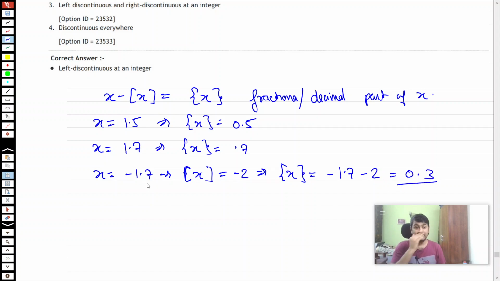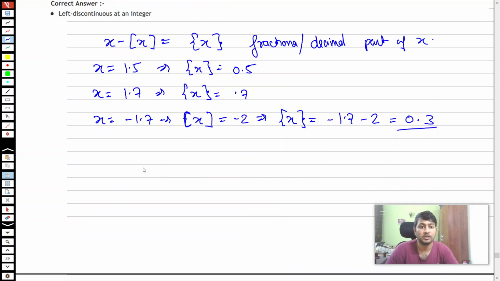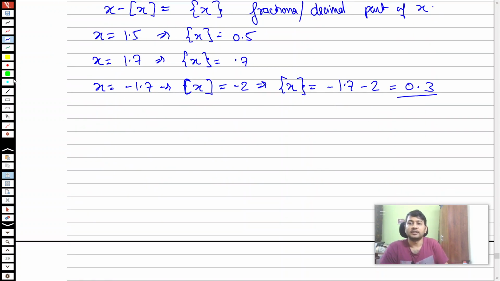So for the negative part, it is the thing that you have to add to make it an integer. It is not the visible part, not the 0.7, it is the remaining part, the complement of it. Now the point is, how do I plot this function?